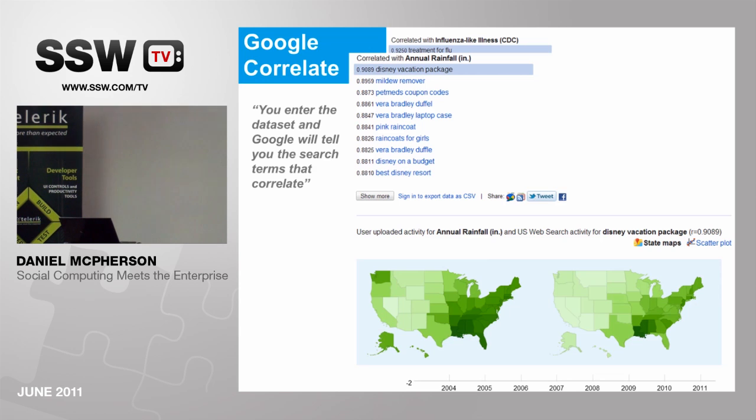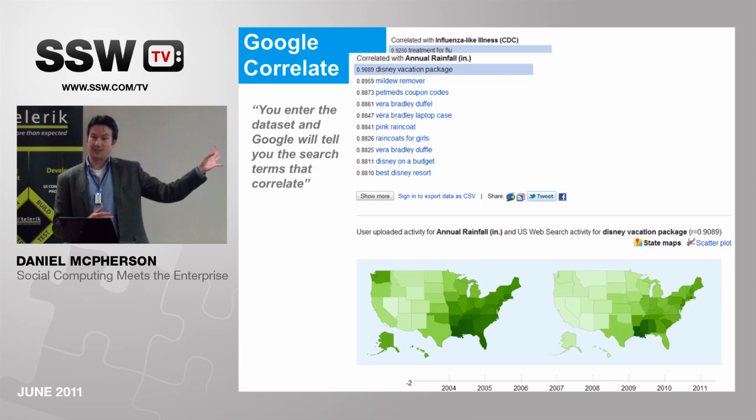Incredible stuff. So you can see here, this is where people were searching, the volume of search terms for looking for Disney vacation package, and here's the actual rainfall. So you can see that it's not 100% accurate, of course, but it gives you a bit of an indication about the correlation between the search term and that particular event, which is factual behind the scenes.